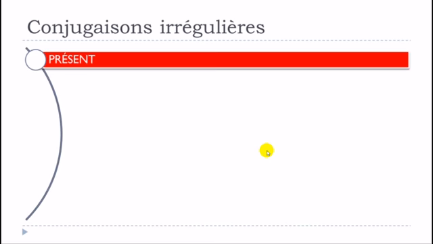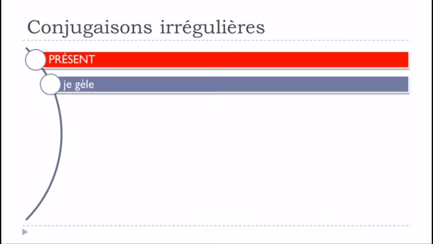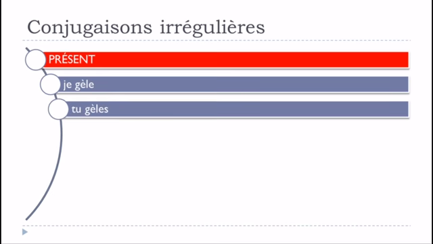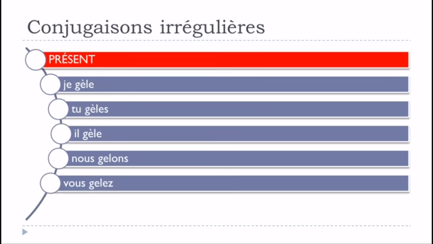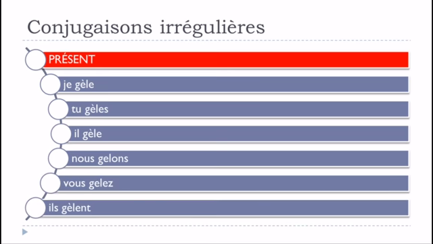Okay, so we'll start with the présent and we'll see the forms. Je gèle, tu gèles, il gèle, nous gelons, vous gelez, ils gèlent. Okay, so what you can see is that je, tu, il, and then ils will be concerned by these changes, and in that case we're only talking about this accent grave. So you will have to remember to put this accent grave on the top of the E for je, tu, il, and then ils at the plural.